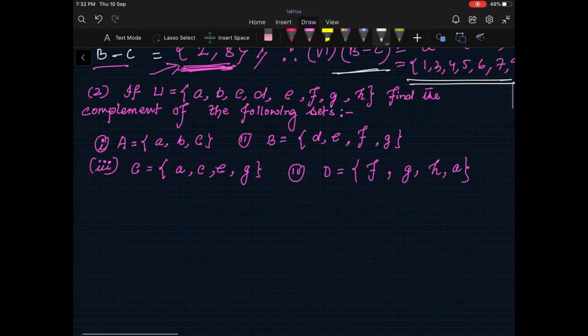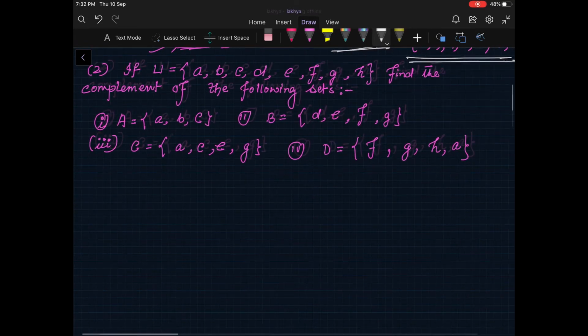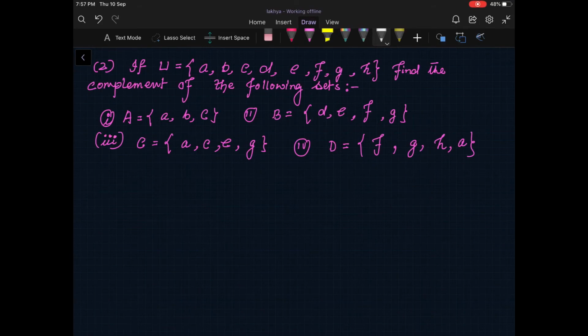Now let me show you how to solve question number 2. Here the universal set is given, and we need to find the complement of the following sets. I will show you only one from here, because these are almost the same as question number 1.